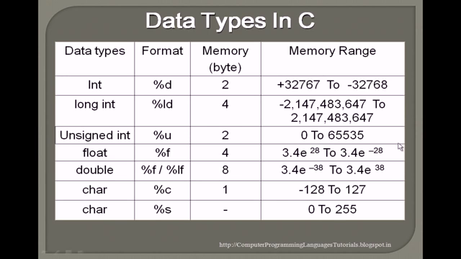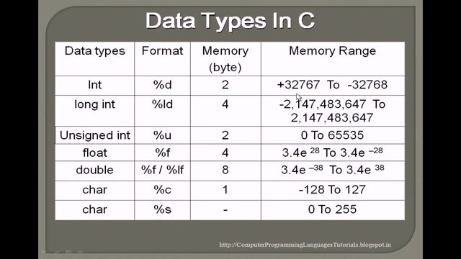It is a very important chart. The first is the data type integer. It has the format %d. D stands for decimal number, or decimal number system in computer. It allocates 2 bytes in memory, and its range is plus to minus, that is, you can store in integer positive as well as negative values.